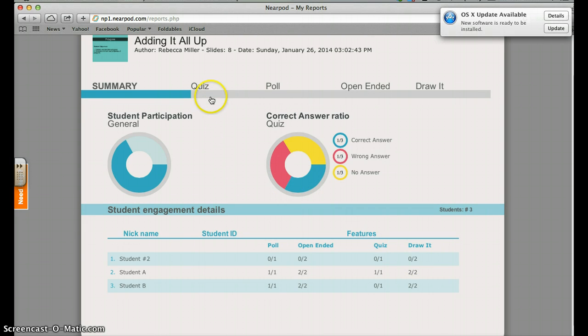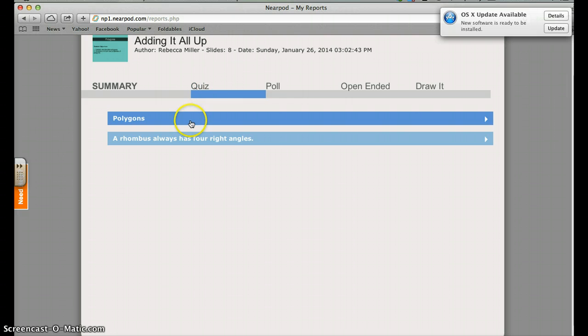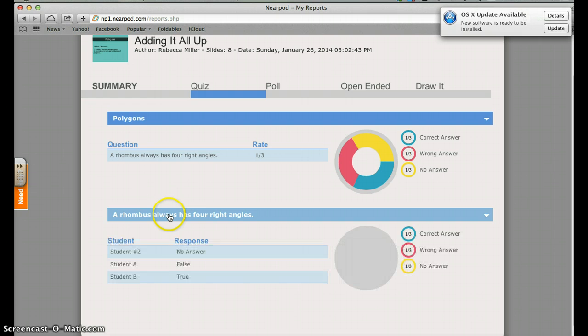If we go up to the quiz feature, we can look at each individual question that we asked the students and the data for each response. So we had one question that was a true or false question: a rhombus always has 4 right angles, and that is false. And we can see that student A is the one that responded correctly.